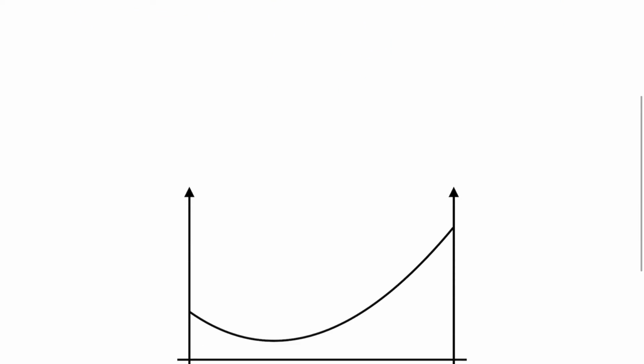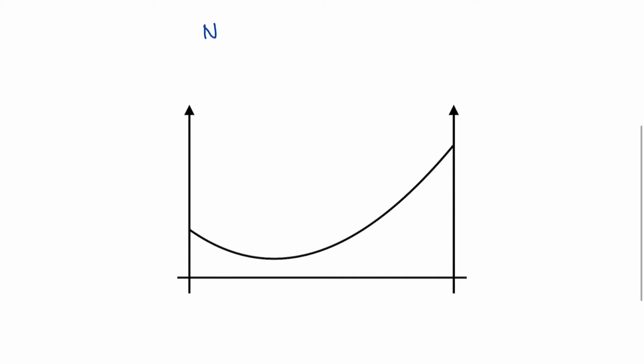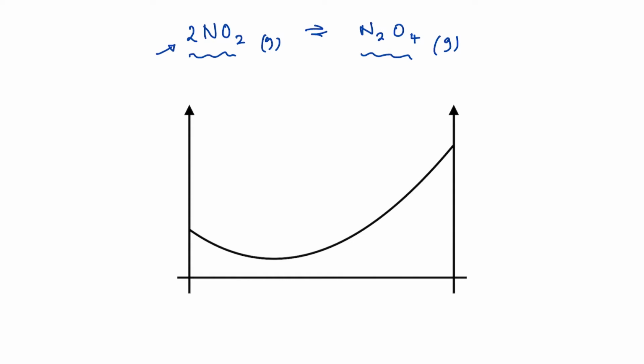I'm thinking of something like, let's go with 2NO2, which comes to an equilibrium mixture with N2O4. In our equilibrium mixture, we've got significant amounts of both the reactant and the product. And that happens whether we start from a position of pure NO2 or pure N2O4.